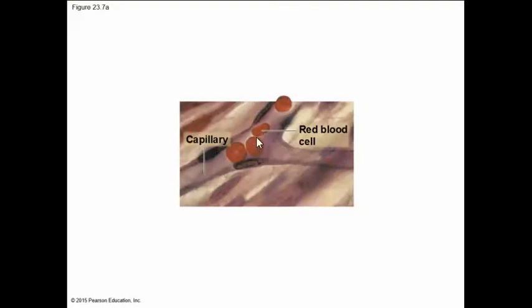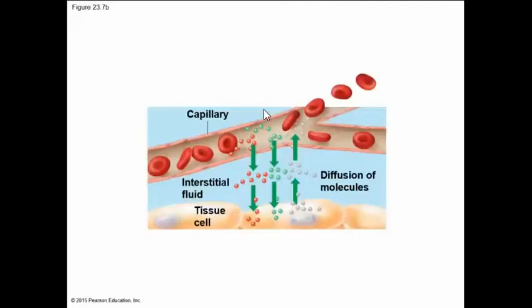This is a capillary. When the blood vessels line up single file, that's how you know that's a capillary. As the blood moves through the capillary, there are exchanges between the blood and the tissues by way of the interstitial fluid. So nutrients and oxygen diffuse into the tissue, and at the same time waste products and CO2 diffuse into the capillary.